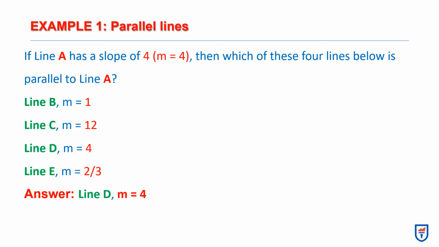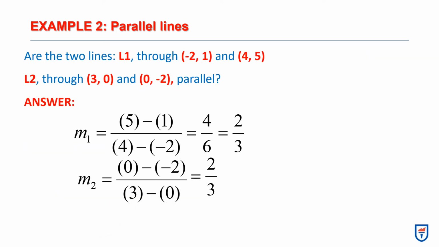Let's also look at the second example that says, are the two lines L1, passing through minus 2, 1 and 4, 5, and L2, passing through 3, 0 and 0, minus 2, parallel? To answer this question, we need to calculate the slopes of L1 and L2 and see if they are equal to each other. When those slopes are equal, we can conclude that these two lines are parallel. To calculate the slope given 2 points, we calculate the slope m1 of line 1 by saying change in y over change in x.